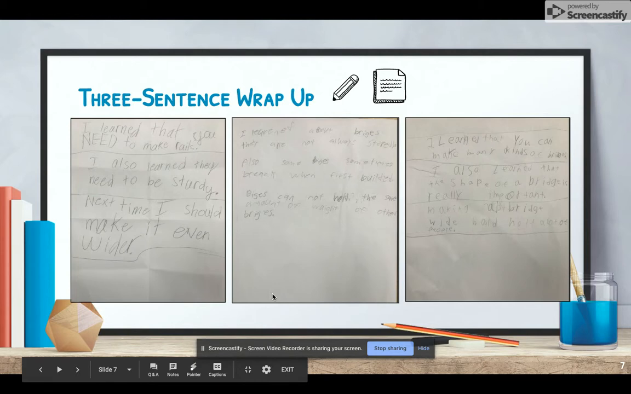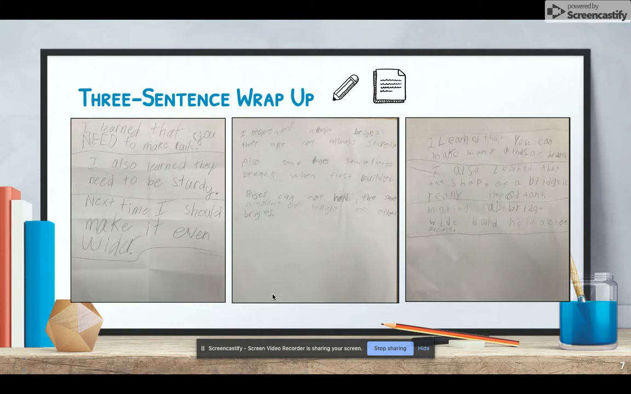Following the lesson, I had the students participate in a 3-sentence wrap-up just to end the lesson and tie it together nicely. Some of the students wrote, I learned that you need to make rails on a bridge. I also learned that they need to be sturdy, and next time I should make it even wider. I learned about bridges and that they are not always sturdy. Also, some bridges sometimes break when they are first built. I really liked that one. And some bridges cannot hold the same amount of weight as other bridges.